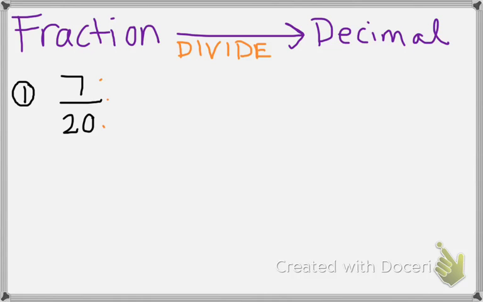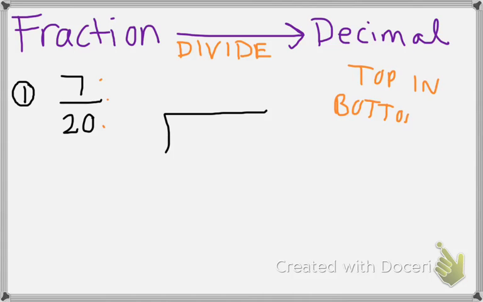So let's do that. I have that saying, top in, bottom out. I'm actually going to write that for you. Top in, bottom out. What that is telling us is that the top, which is our 7, is going to go inside the house, and our bottom, which is the 20, is going to go outside the house. So now you start the long division.